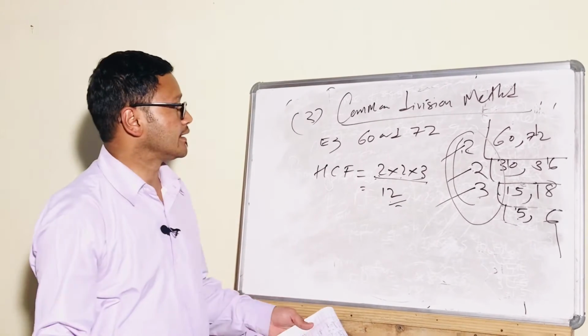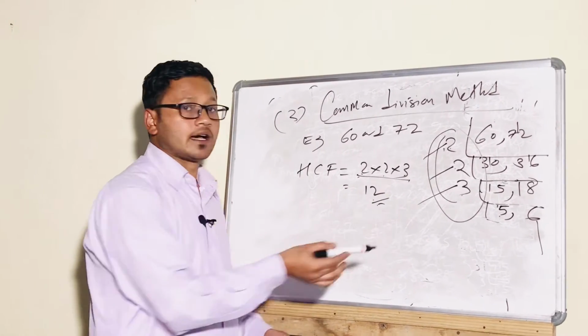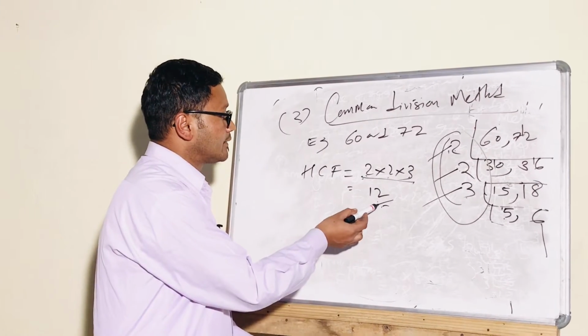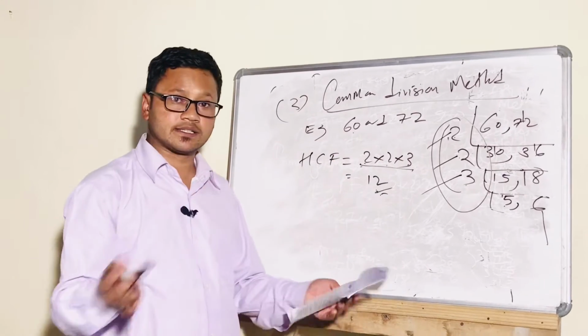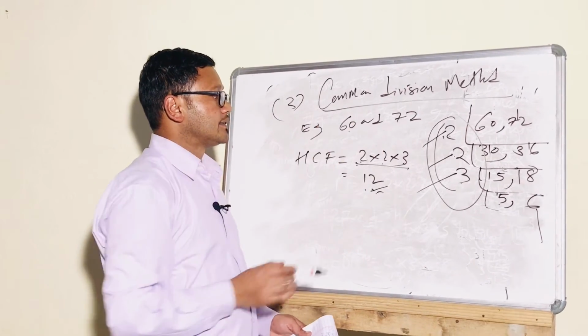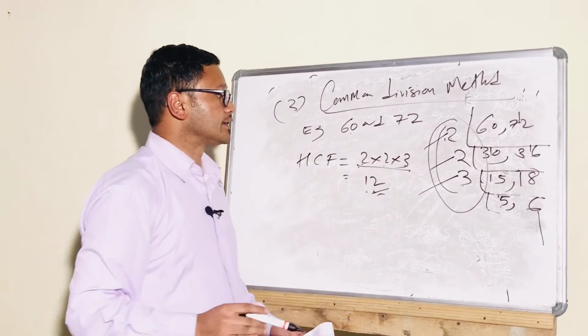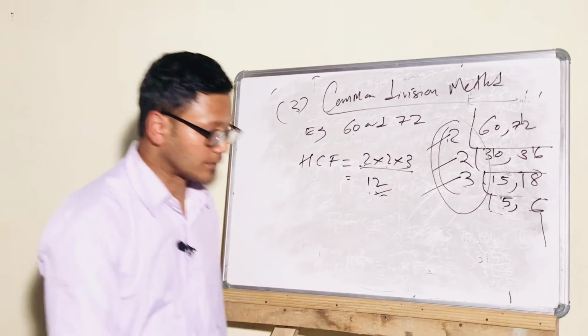Okay, now last time I told you this 12 is the highest common factor, so it can divide 60 easily and 72 easily, like 12 5s are 60, 12 6s are 72. Okay, now the common division method we have finished.